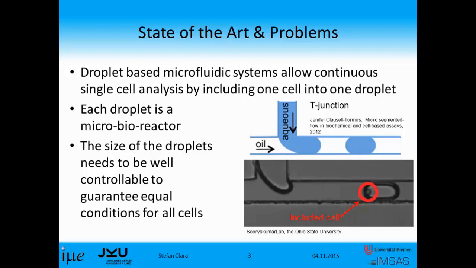But if you want to have these cells included in the droplets and use those as single micro-bioreactors, then it's very important to know the exact size of the droplets. So it would be much better to have a geometrically defined droplet size and not a droplet size dependent on the inflow velocities.